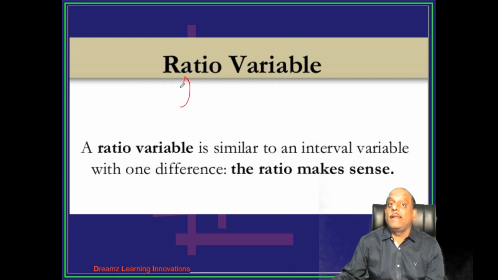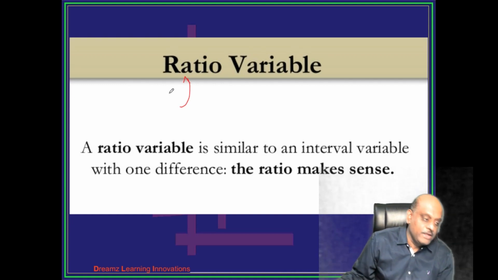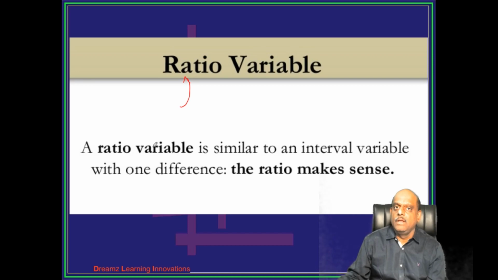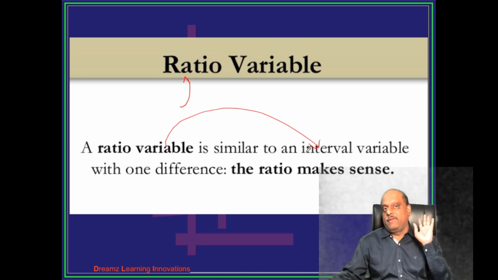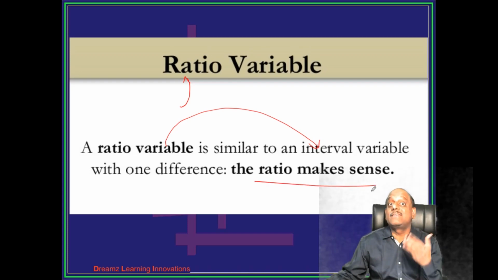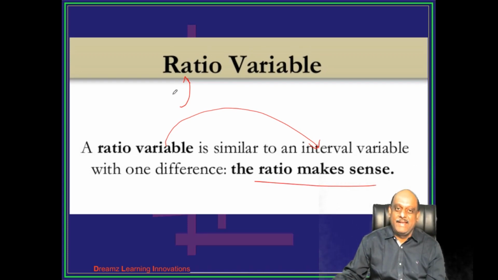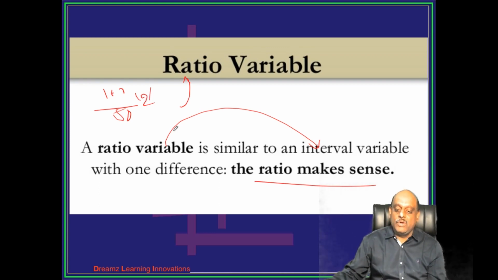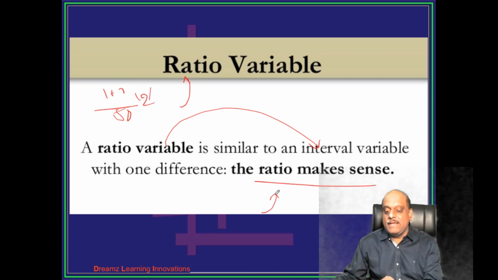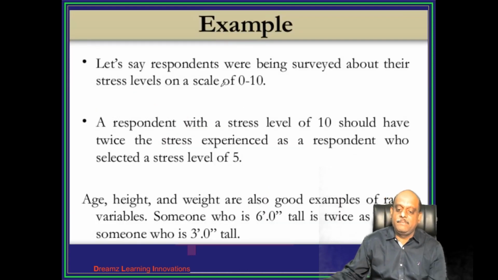Then ratio variable. What is the meaning of ratio variable? It is very similar to interval variable, but with only one difference. The ratio makes sense. I got 100, you got 50. I got double the score than you. Right? So, it is the ratio that makes sense. It is otherwise very similar to interval variable.